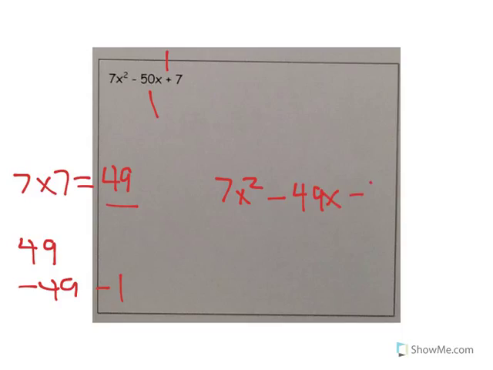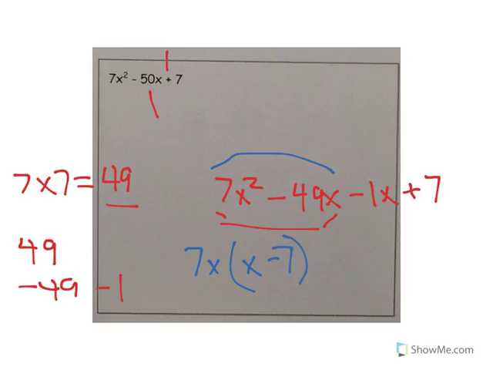minus 1x plus 7. So now, when I pull this out for this part here, I'm going to divide by 7x. So that's going to leave me with x minus 7. And then that's going to be minus, actually let's say plus, actually let's do it with minus instead.